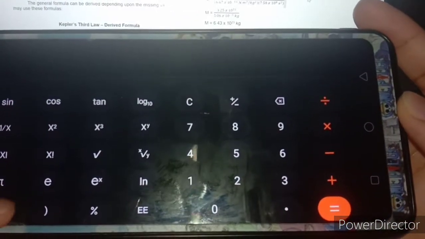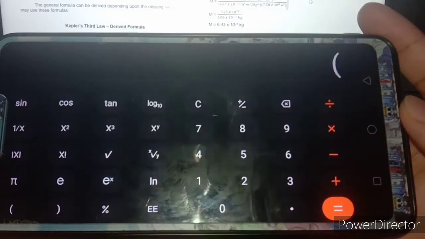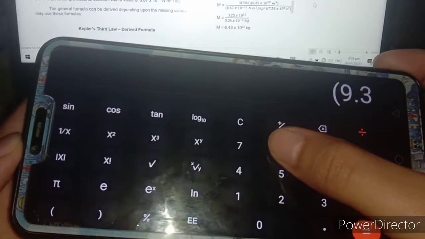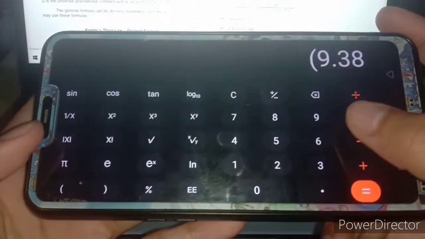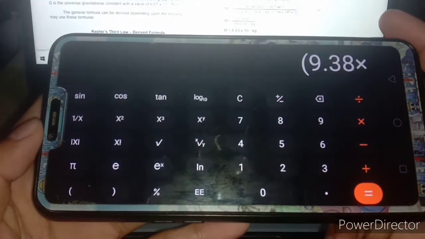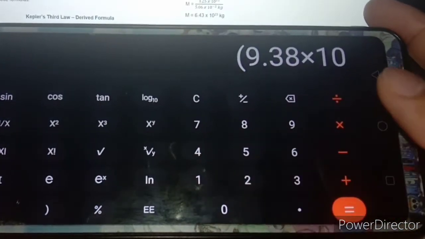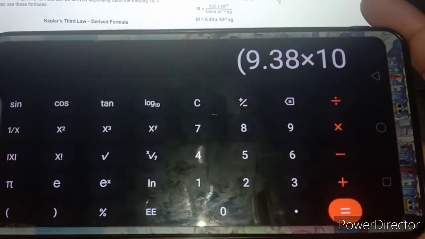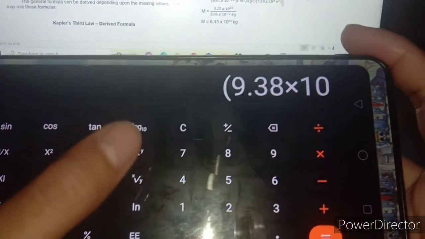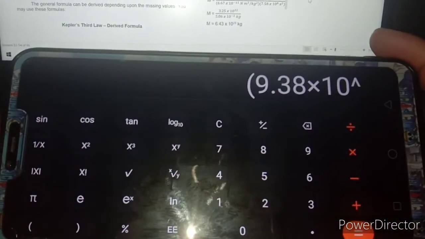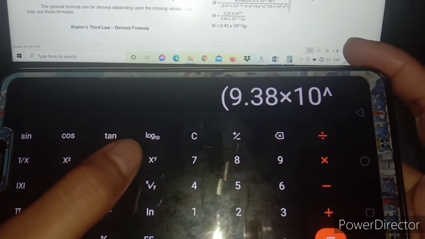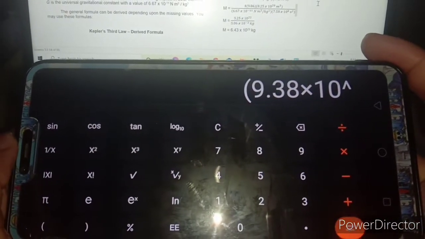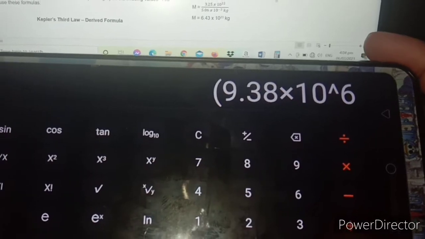Okay? So, we're just going to click the open parenthesis and then the value 9.38. Alright. So, in here, we're going to click the multiplication 10. Alright. So, we have 9.38 times 10. Okay? So, paano po yung kanyang exponent? So, ang gagawin ninyo ay itong x and then yung may exponent na y. Okay? So, ayan po. Ayan ang i-click ninyo. And then, 6 yung value ng exponent natin.